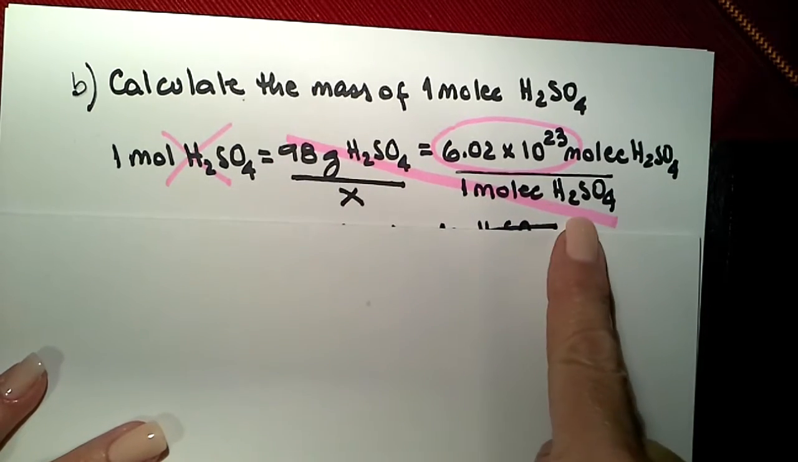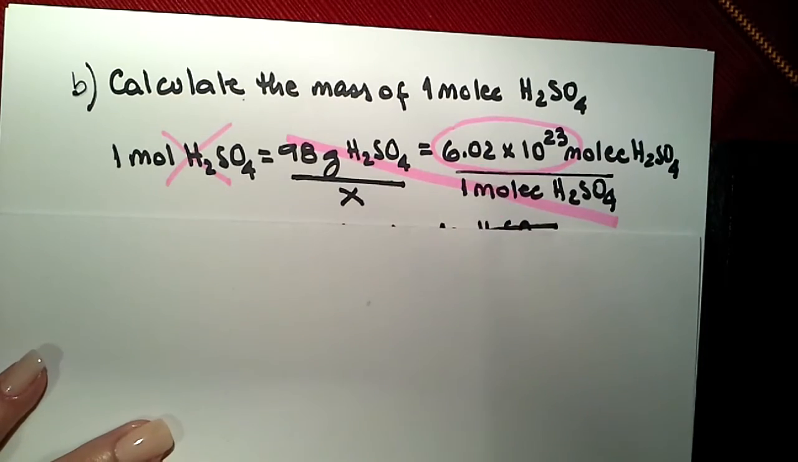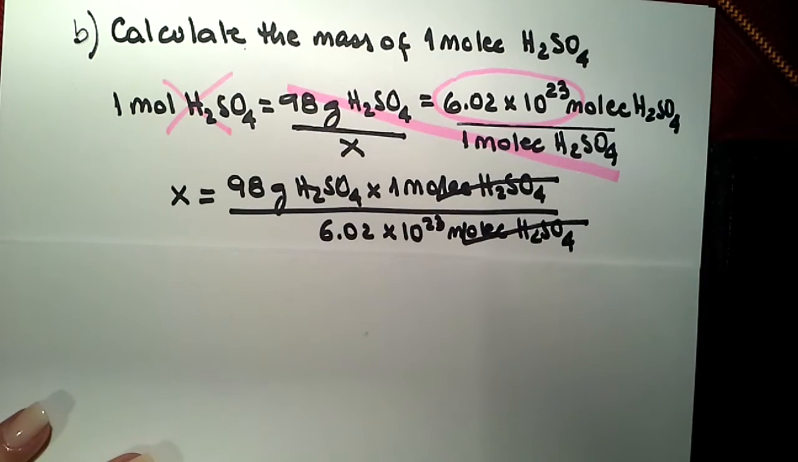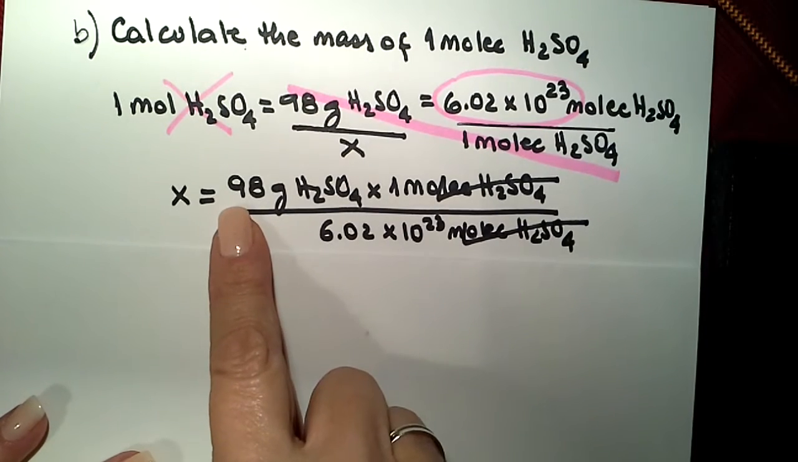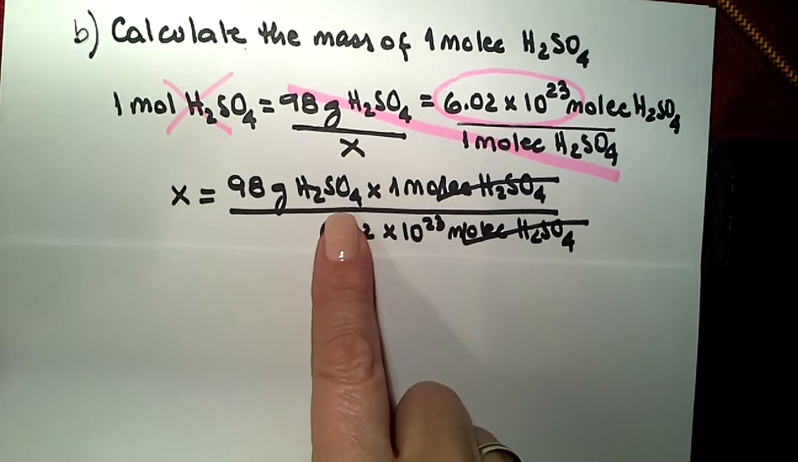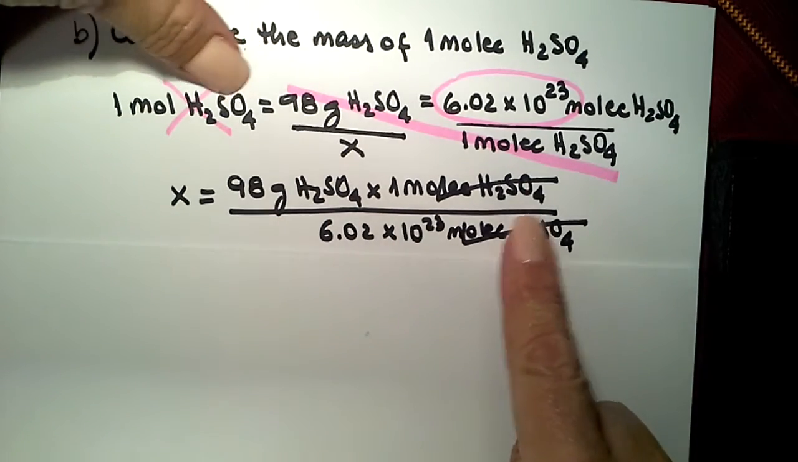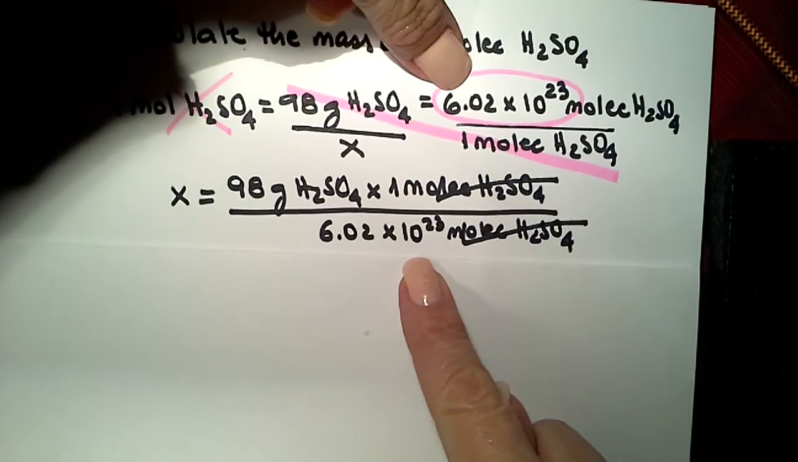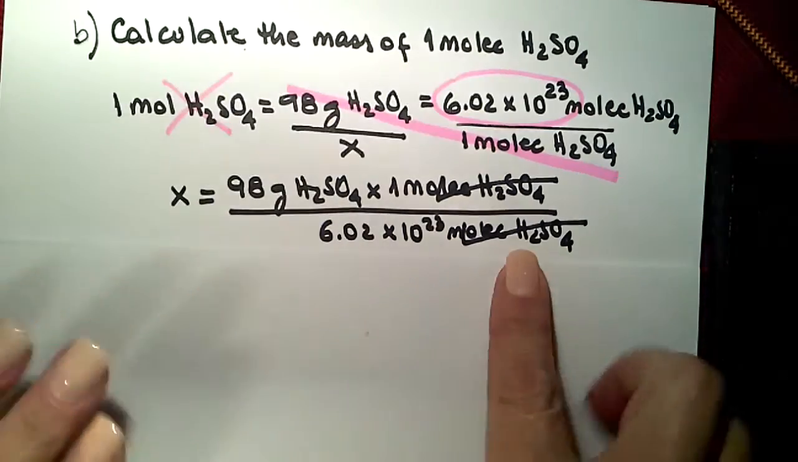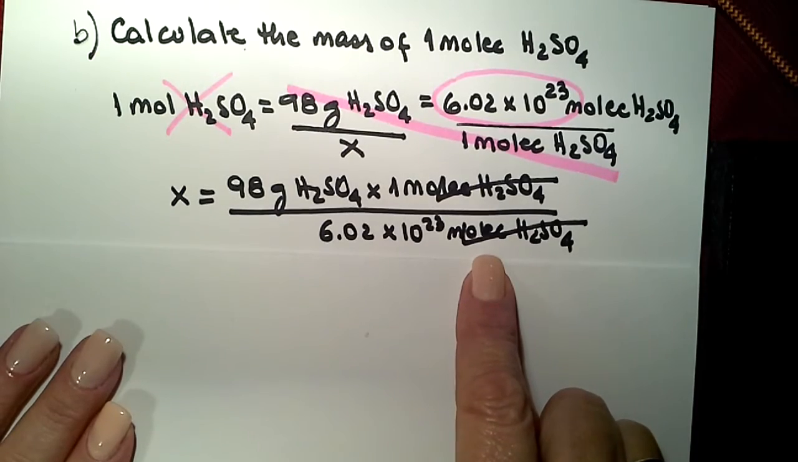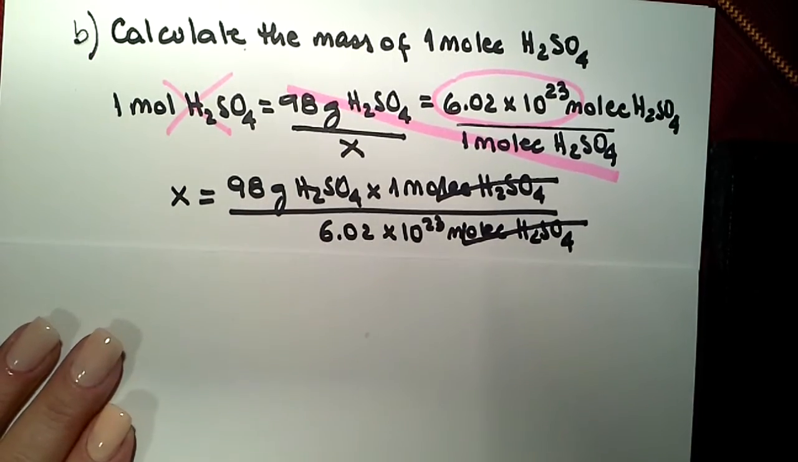So I need to multiply these 2 divided by 6.02 times 10 to the 23rd. Now, X is going to be 98 grams of sulfuric acid. Remember the units are important, times 1 molecule of sulfuric acid divided by 6.02 times 10 to the 23rd. Now, the molecules and molecules are canceled, and my answer is again in grams.